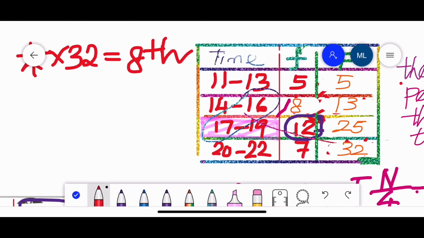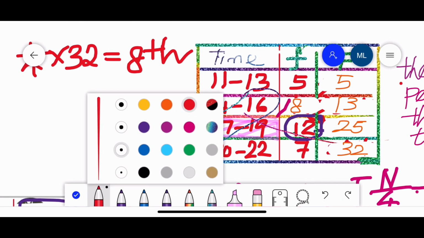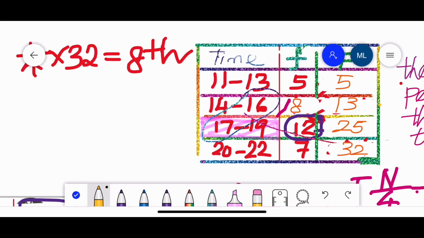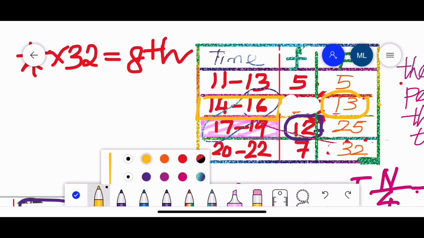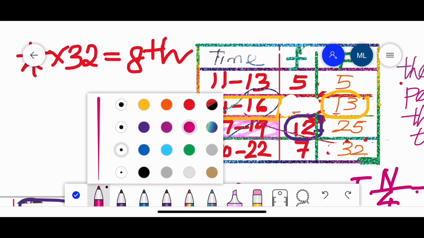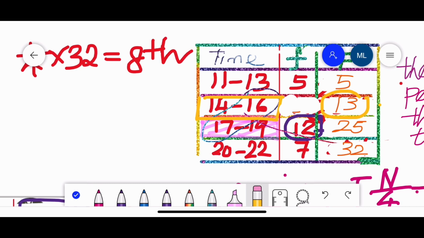So where is the first quartile class interval? Okay, let's have a look at the first quartile class interval. 8 lies in 13, so it's actually 14 to 16, right? So now you highlight. I'm highlighting using the orange color. Can you see that? That is 5 followed by 8, and then 5 plus 8 is 13.